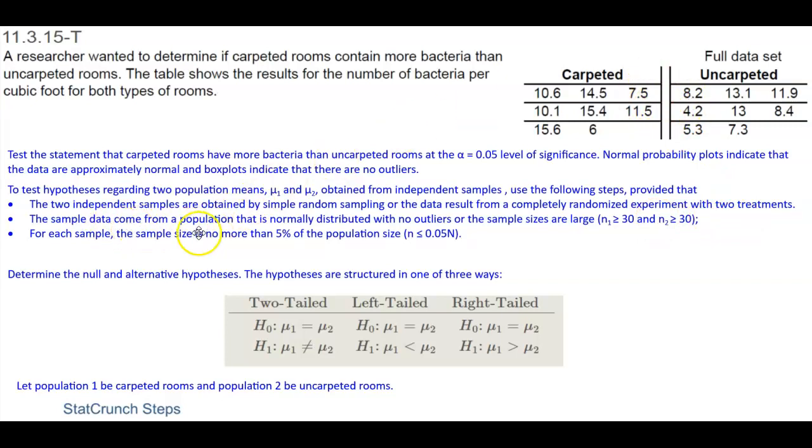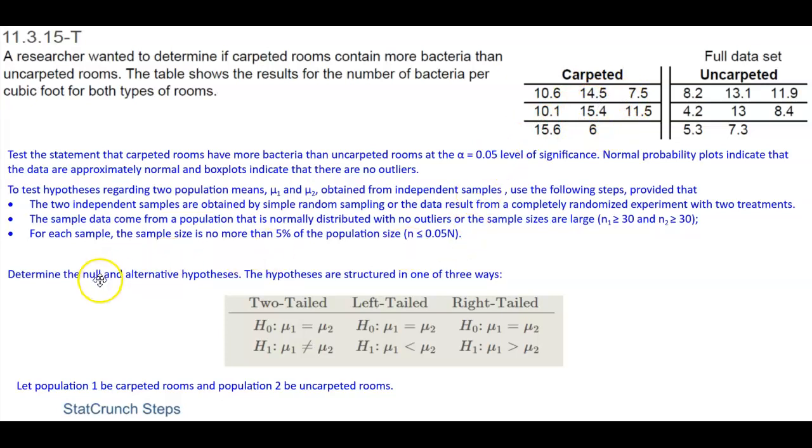The sample data come from a population that is normally distributed with no outliers, which we're going to check on StatCrunch, or the sample sizes are large, meaning greater than or equal to 30, but these are not greater than or equal to 30, so we need to check for the normal distribution and no outliers. And then for each example, the sample size is no more than 5% of the population size. Well, we can see here that this is going to be a lot less than the population size.